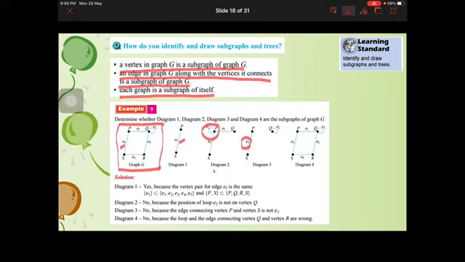And diagram 4, no, because the loop and the edge connecting vertex Q and vertex R are wrong. Okay, so if you look at Q, the loop here should be E2, not E3. Okay, and then QR here must be E3, not E2. So for diagram 4, it is not the subgraph of G, because the edges are not the same as G. Okay, so subgraph is more like a subset that you learn in set.